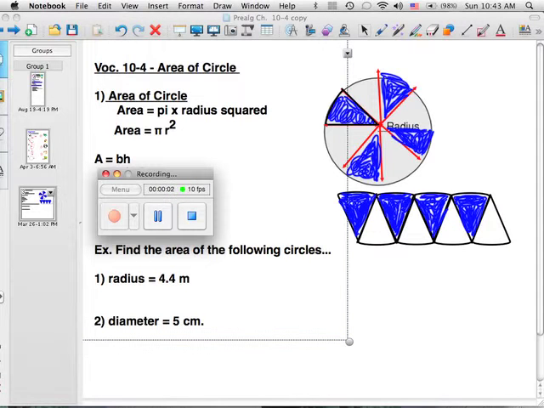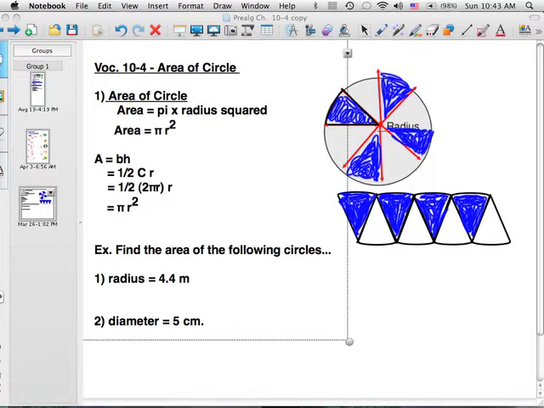Welcome to my pre-algebra class. We're on chapter 10, section 4, and we're going to be finding the area of a circle.